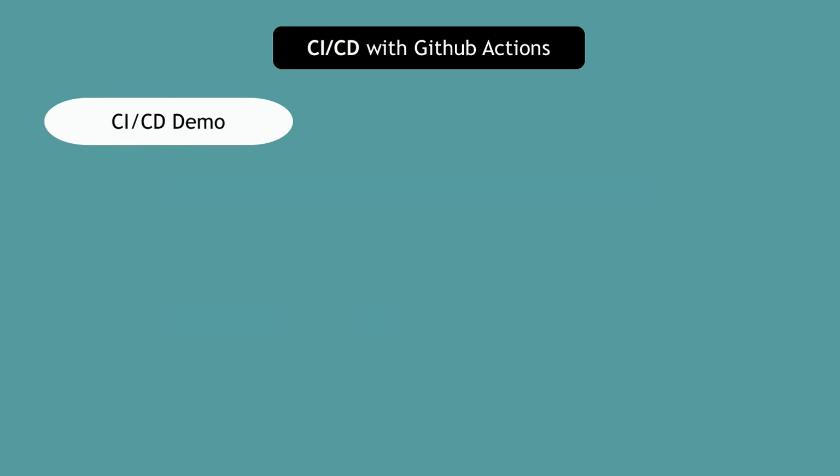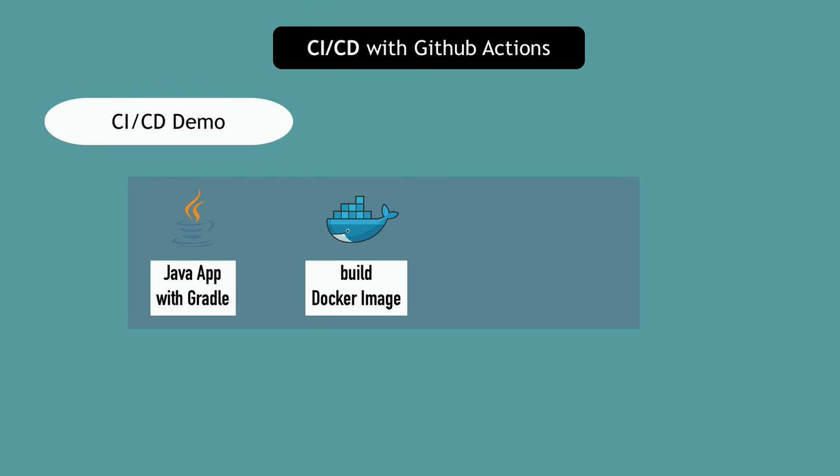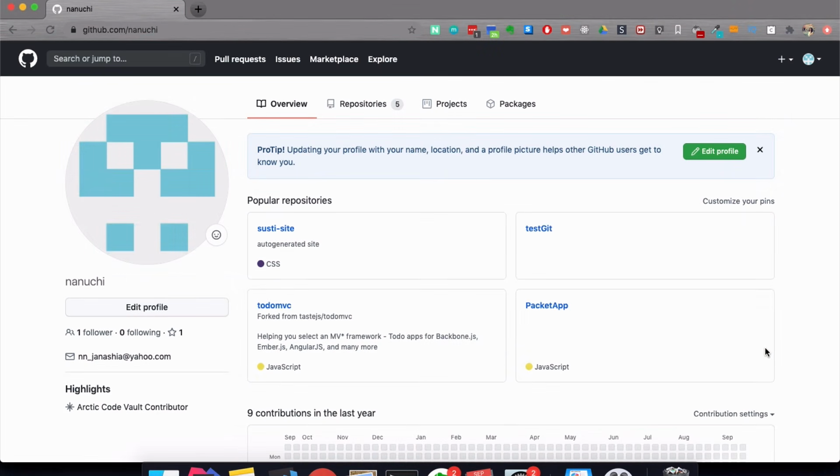And of course, I will show you and explain how this works in the next demo part with my example Java Gradle project, which we will build into a Docker image and push to our private Docker repository. So to see all this in action, let's go to GitHub.